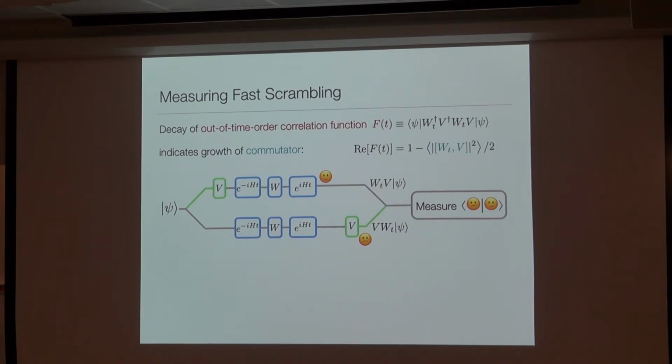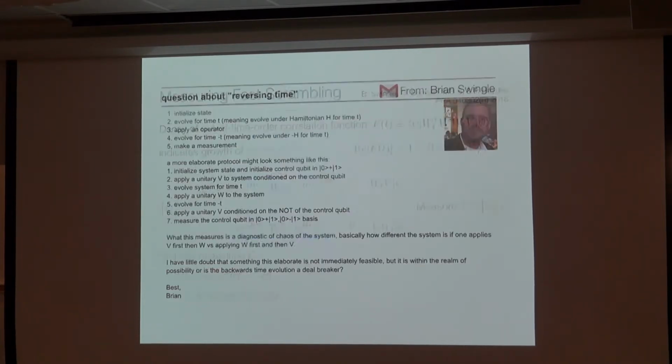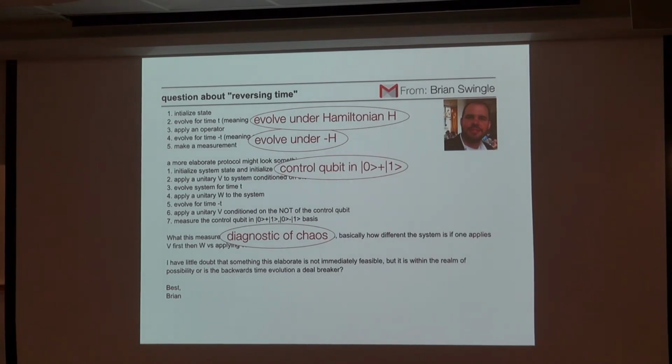Okay, so if you want to do this, there are a couple of tools that you need. You need some way of switching the sign of your Hamiltonian. You need some way of measuring the overlap between many-body quantum states. And it's actually this idea of time reversal that, I have to say, is how I first started to learn about this whole question of scrambling. So it all started with an email from Brian Swingle, who's in the audience, who had the wonderful subject, "question about reversing time."